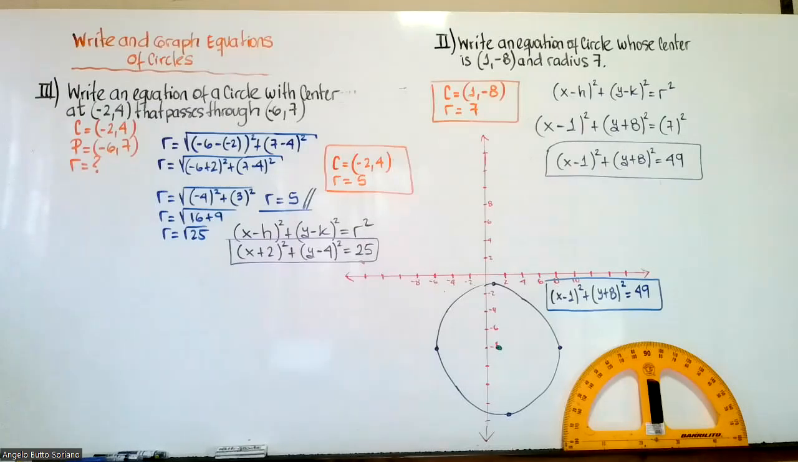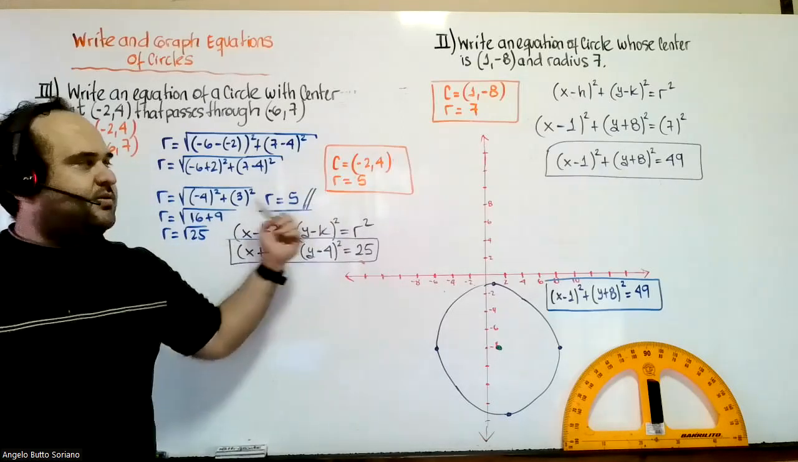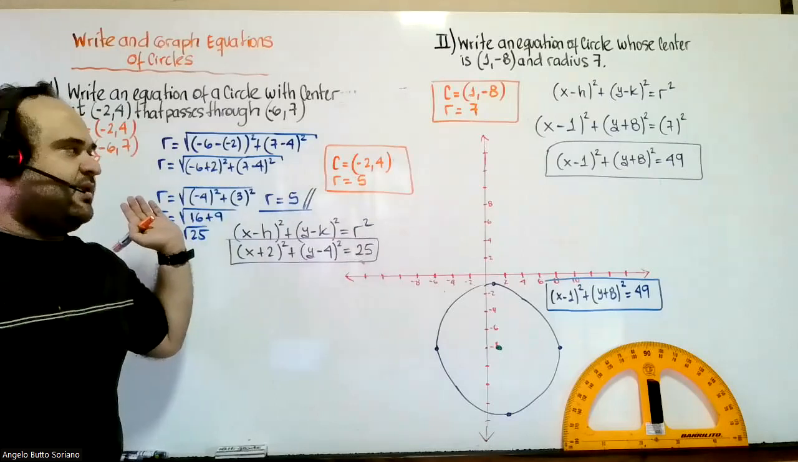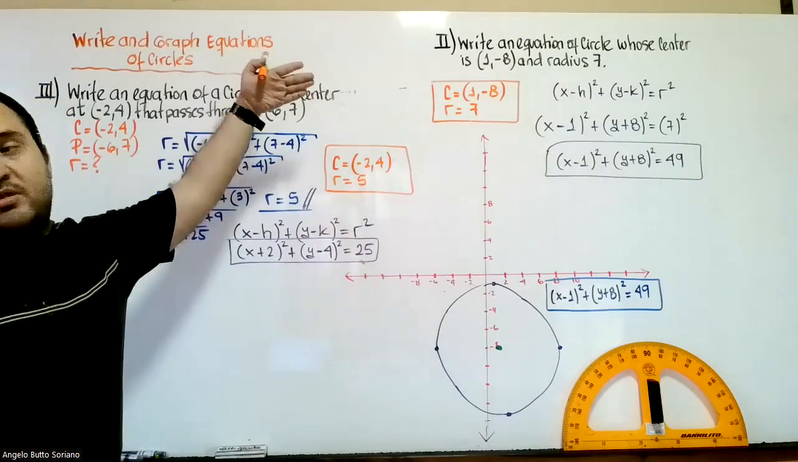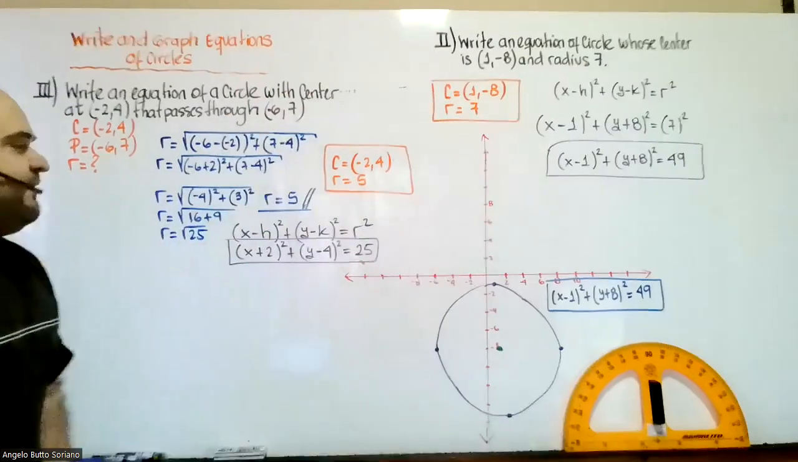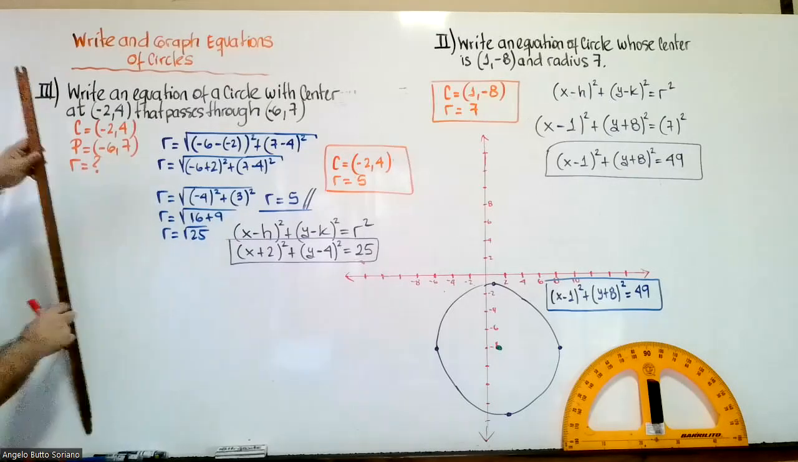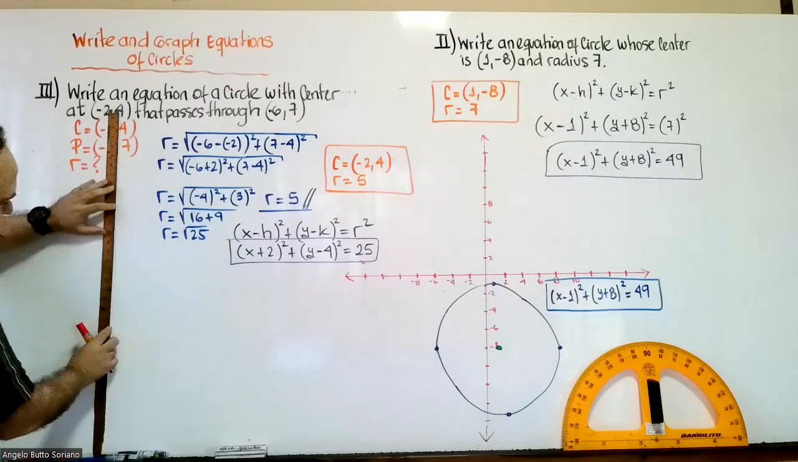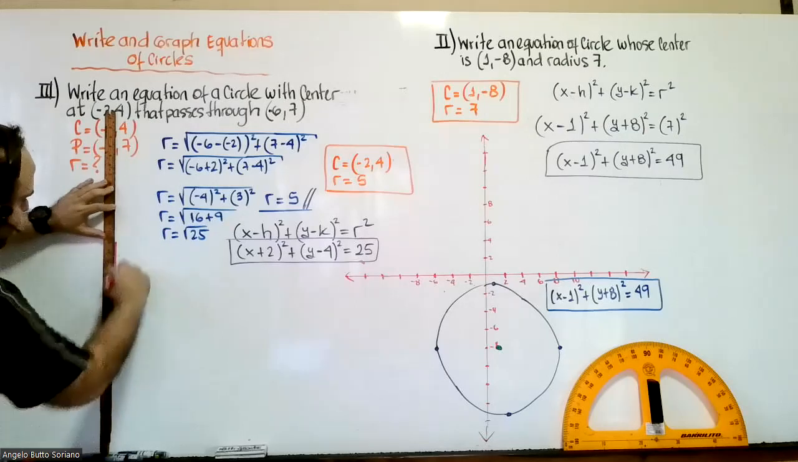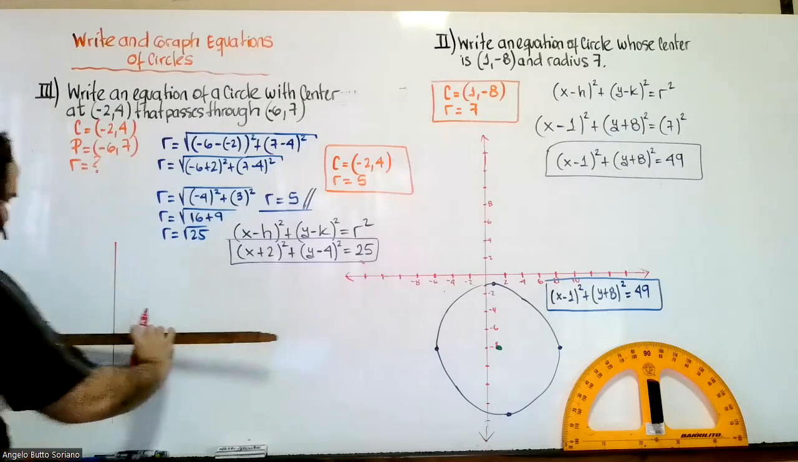Remember, the radius is the distance between the center and any point on the circle. So we're going to add 5 units to the left, subtract 5 units to the right, add 5 units upward, and subtract 5 units downward. Let's see what we got, okay? Let's try to do it the best we can in this space, on this whiteboard.